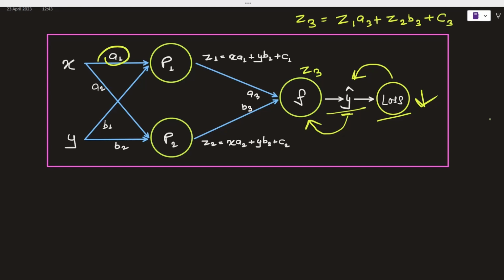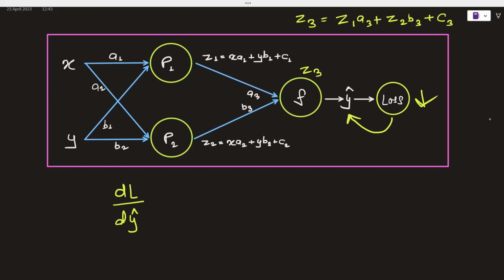Okay, so we will traverse back from this particular point to this coefficient in order to adjust the value for A1. So let me quickly clean all this. The first thing that we will calculate will be dl by dy hat, because loss is directly dependent over here on the predicted value. Then dy hat is dependent over here on the output of the final layer.